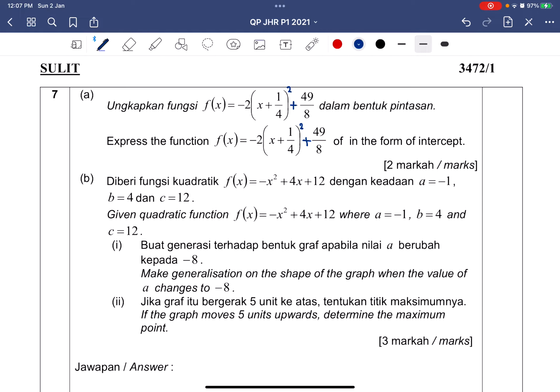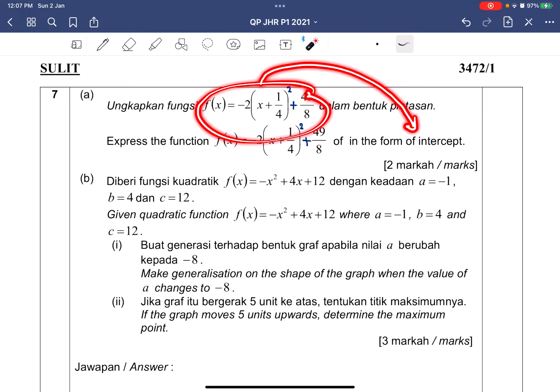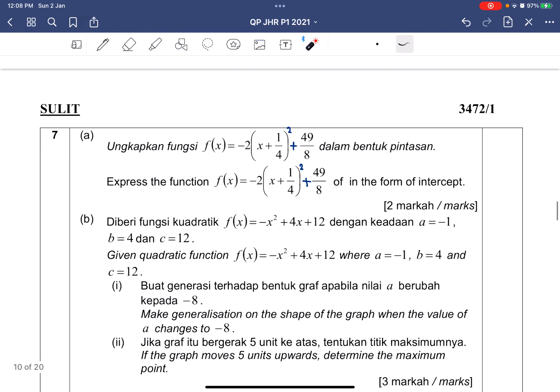And this is given as a vertex form. We need to change it into intercept form. So we can use two ways. One is just sub f(x) equals 0 to get the x-intercepts or the roots. Or in another way, we can simply expand the vertex form into general form and factorize into intercept form. So we can start to do that.